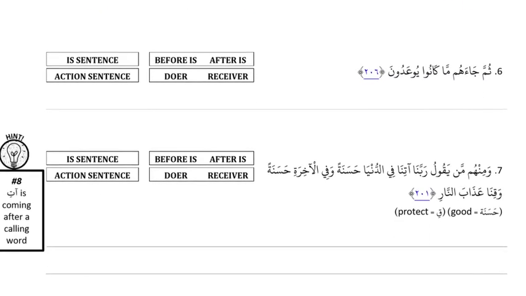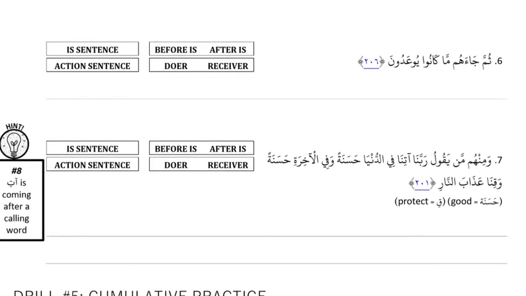Number 6. ثم جاءهم ما كانوا يوعدون. Alright, so our complex noun is ما كانوا يوعدون. The whole thing? Yeah, because kana comes in back-to-back action, so we're going to include it. Right, it's kana plus present action tense, which is part of a set, so it all goes together.